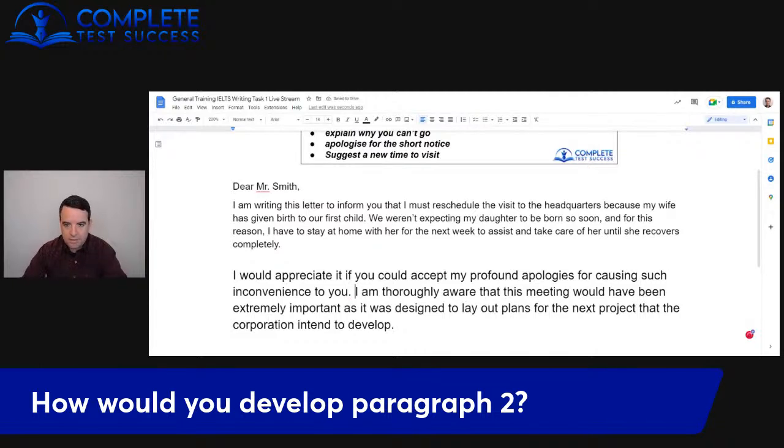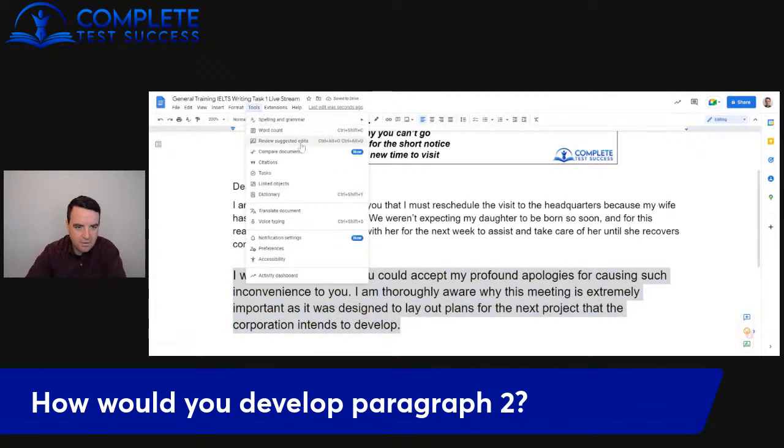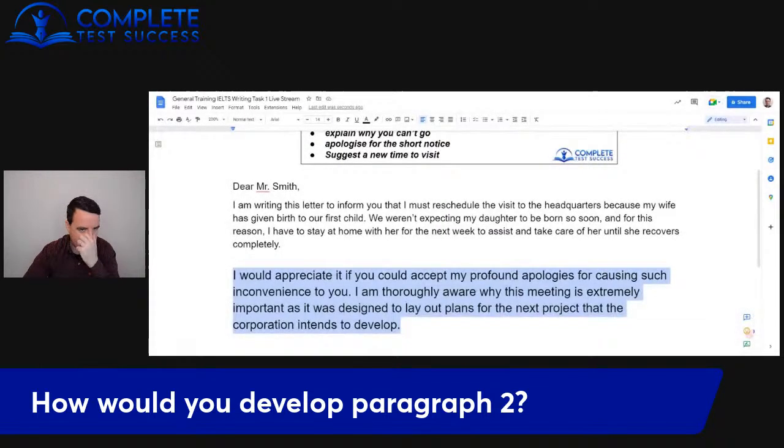I'm thoroughly aware that this meeting. So I'm just going to change this. Why this meeting is extremely important, as it was designed to lay out plans for the next project that the corporation intends to develop. So some small grammar mistakes, but that's looking really good. How many words have we here? 45, so a little bit short.